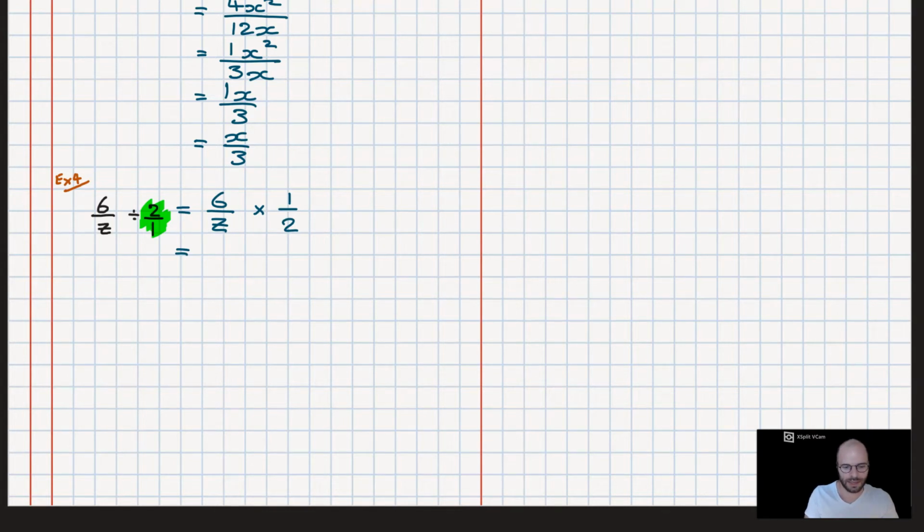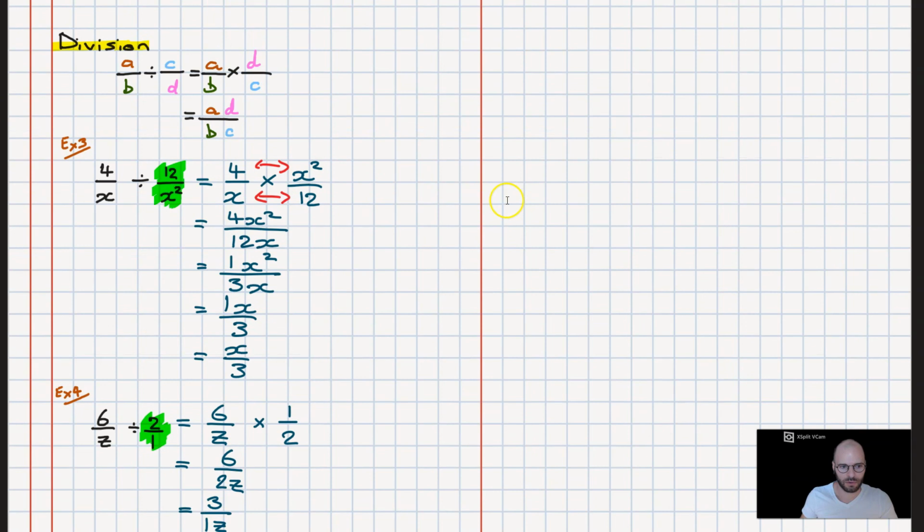Now, multiplying everything out, we go 6 times 1, that's 6, and then z times 2, and that's going to be 2z. Simplifying this out, 6 over 2 is going to be equal to 3 over 1, like so, and we don't need that 1 in front of the variable because it's implied, so we can go 3 over z. So our answer to 6 over z divided by 2 over 1 is equal to 3 over z. Too simple. Alright, so that concludes our 4 examples.